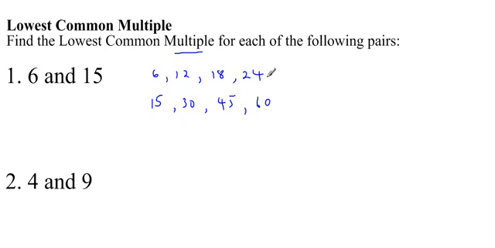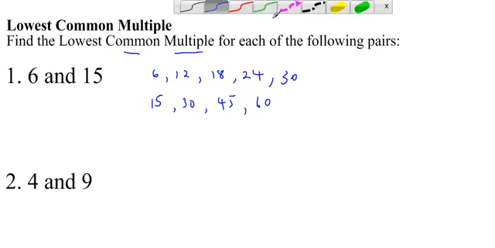So I'm going to go back to the list of the multiples of 6, 24, 30, and you can see straight away I've now found a multiple which is common to both lists. I'm going to highlight that.